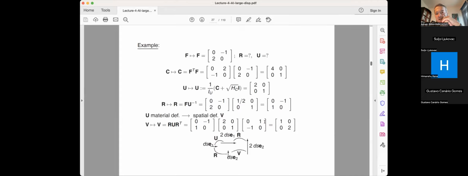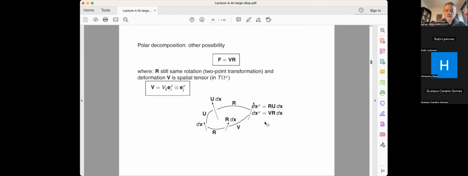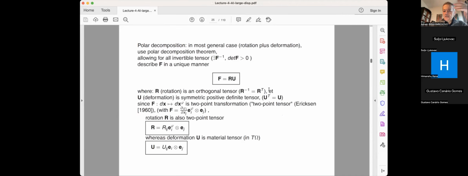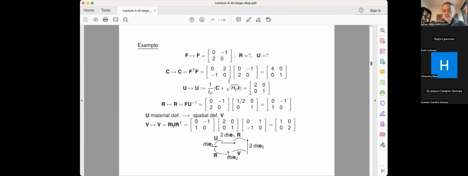So, for example, the deformation gradient is given as 0, -1, 2, and 0. Can you compute R and can you compute U? So first idea is that I can write F as R times U, with R being an orthogonal tensor, R transpose equal to R inverse. So if I write F transpose F, this I will call C. This is the so-called right Cauchy-Green tensor C. So I take this 0, 2, -1, 0, this is F transpose, times 0, -1, 2, 0. That comes out nicely to 4, 0, 0, and 1.